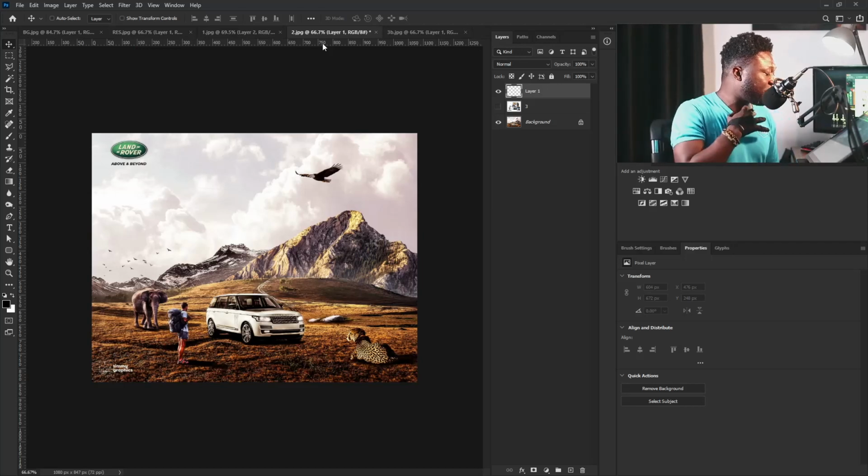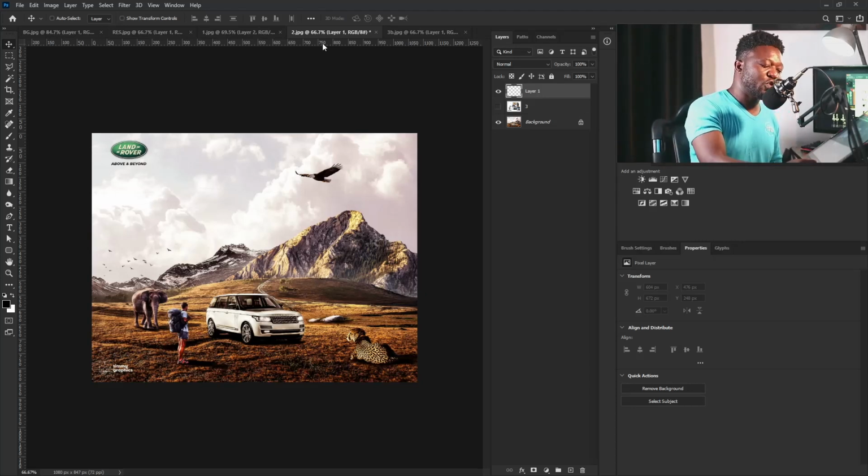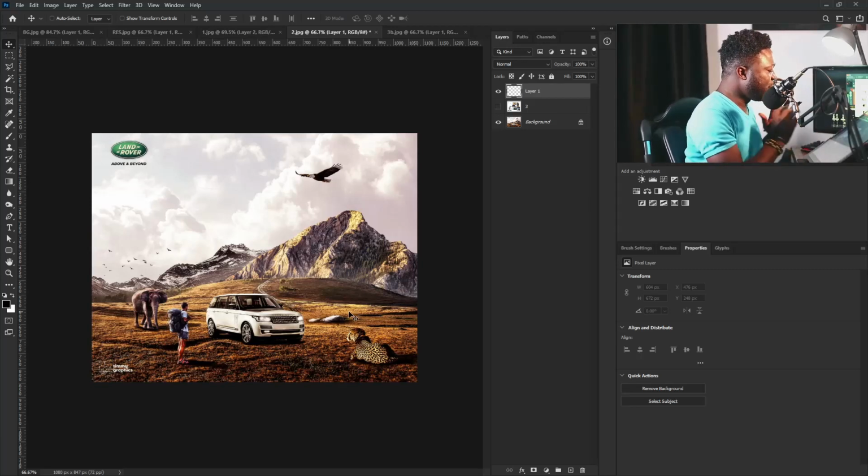Now, this is a photo manipulation project, but before I critique this design, I need you all to know that whenever you're creating a photo manipulation, your photo manipulation as a designer must tell a story. Our version of photo manipulation is different from a photographer's photo manipulation. So before getting to your PC, write down what you want to achieve. What is the goal? Why do you want people to look at the project? What is the message? So here, I noticed that is missing on this project.